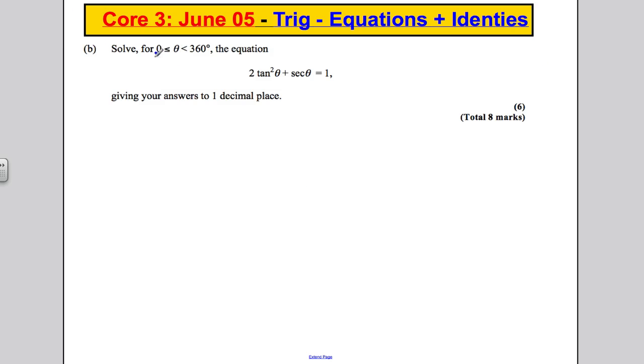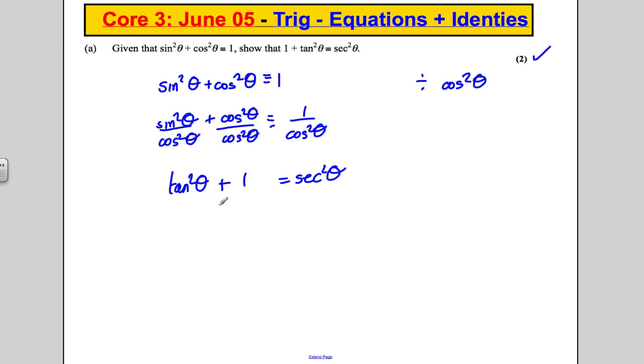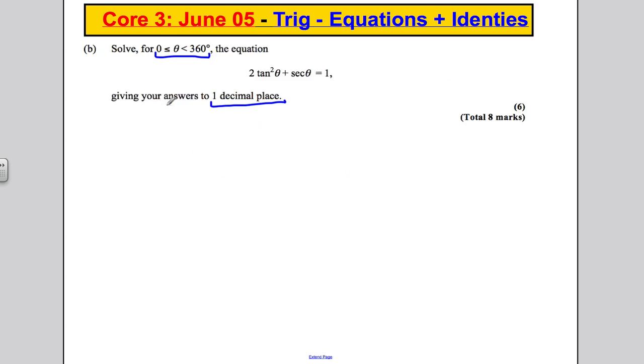Part B says solve for theta between 0 and 360 the following equation. Give your answer to 1 decimal place. Now we can't solve this at the moment because it's got sec theta and tan squared theta, so make everything in terms of sec theta or sec squared theta. You know from part A that tan squared is sec squared minus 1, so you can substitute for tan squared theta as sec squared theta subtract 1 plus sec theta is equal to 1.